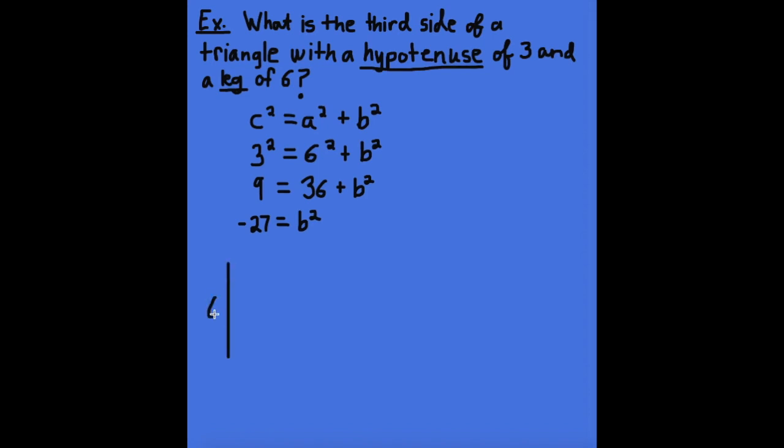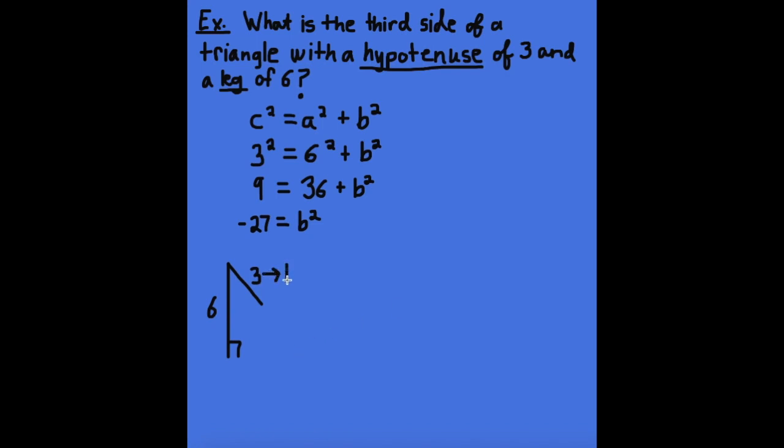So we have a leg which is 6, and the right angle is right here. And the hypotenuse is always opposite the right angle. So the hypotenuse, which is 3, is going to be right here. What you'll notice is that this line cannot connect, so that this is a right triangle. If it were a right triangle, it would connect like this. But it's not.